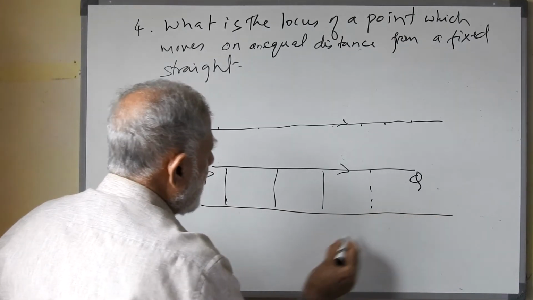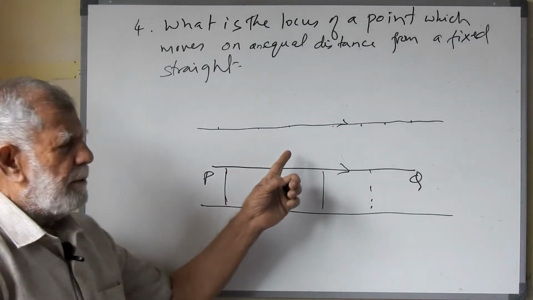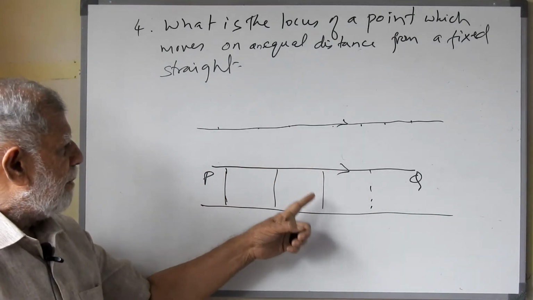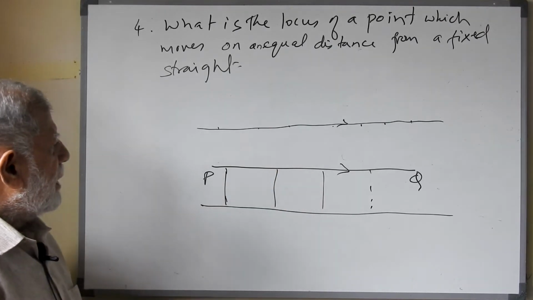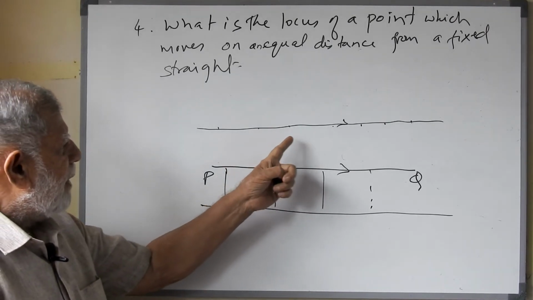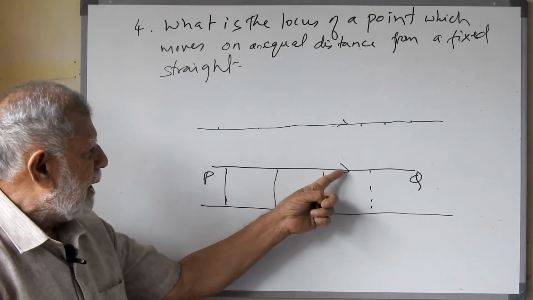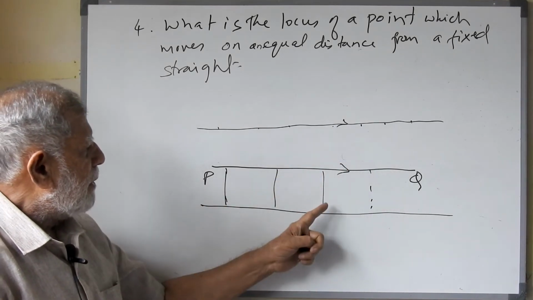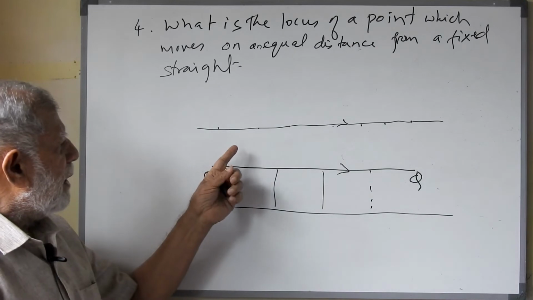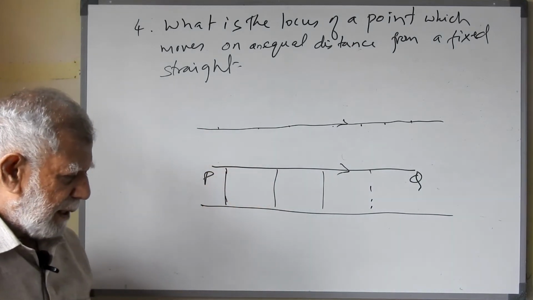So you can draw two lines. Both lines should be parallel to the fixed line. Now these two lines are everywhere equal distance from the fixed line. So these are lines parallel to the fixed line. So the locus of the point is a line parallel to the fixed line.